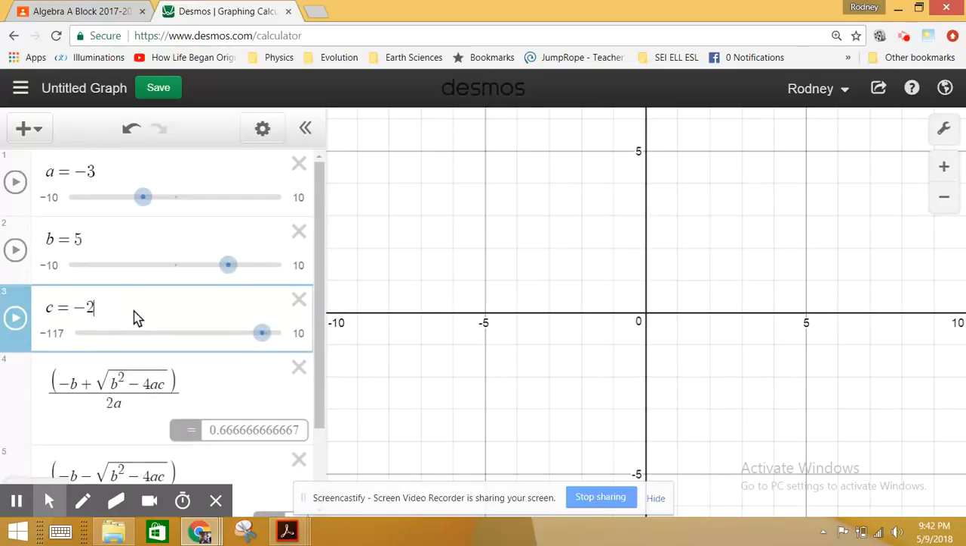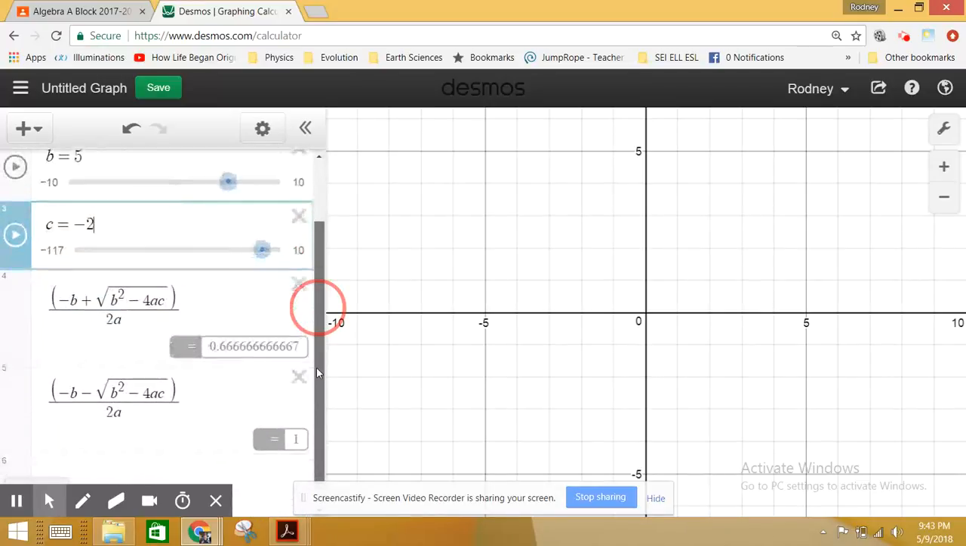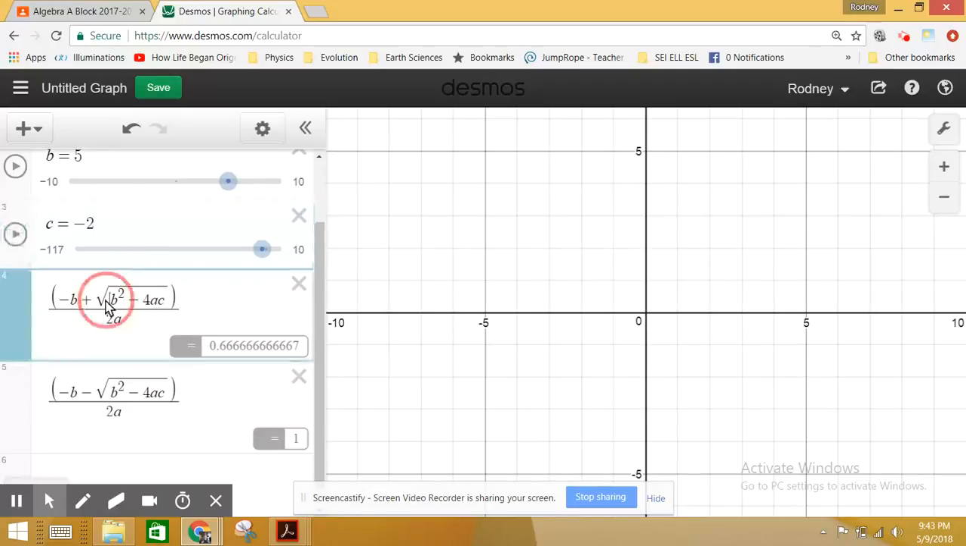Okay. And then my little cheater comes down here where I've plugged in all those letters that are represented up here. Those values, I get a value of 2/3. 0.6 repeating is 2/3. I also get a value of 1. So those are my solutions for this. But we're going to go ahead and do it this way first.